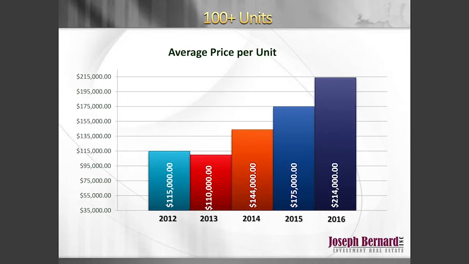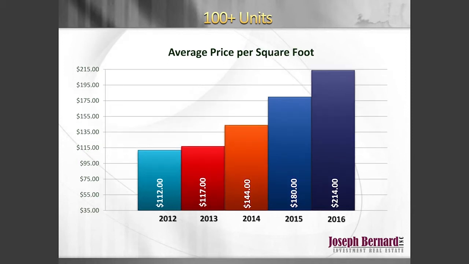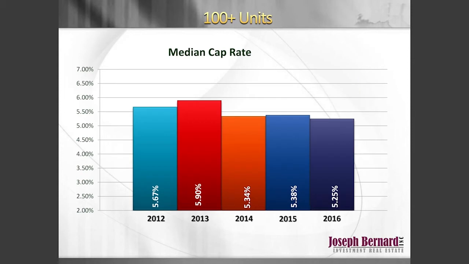And then 100 plus, just for fun, price per unit, 214,000. Again, now we're talking core stuff. That's brand new, a lot of it. Price per square foot, $214 a square foot. Again, these prices are just skyrocketing, and cap rate very steady at 5.25. So ironically, the cap rates haven't changed very much.